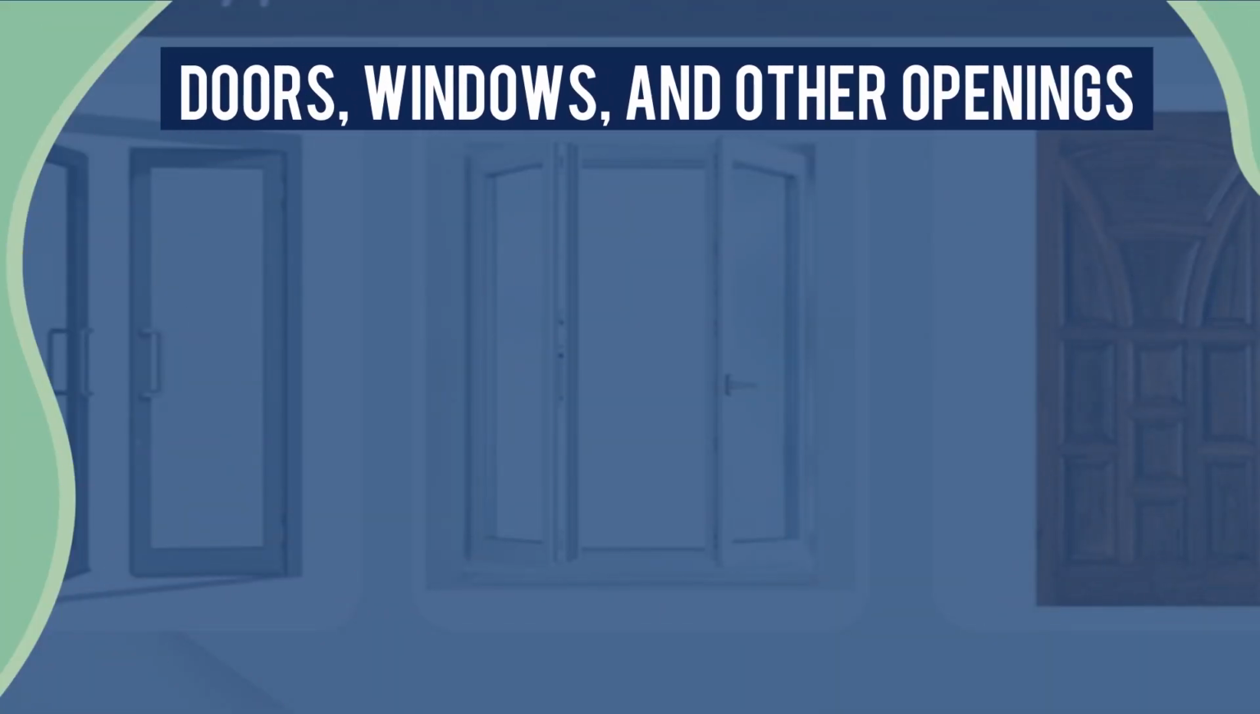The next is doors, windows and other openings. Doors are movable barriers installed in wall openings to provide access to different parts of a building. They are typically made of wood, steel or other materials and can vary in design to suit functional and aesthetic needs. Doors provide security, privacy and insulation.